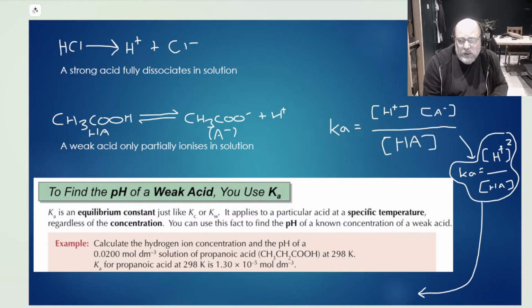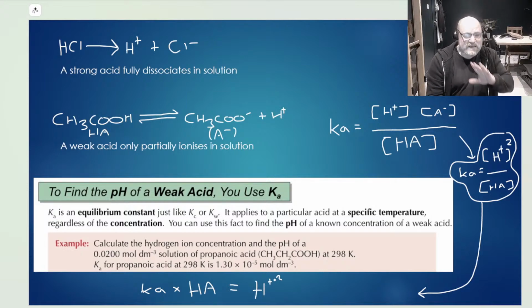What you're going to do, you want to get H plus on its own, so you're going to multiply both sides by HA, which is the acid. So I'm going to go Ka times the acid, or HA, equals H plus squared. And then to get rid of the square, you can square root both sides.